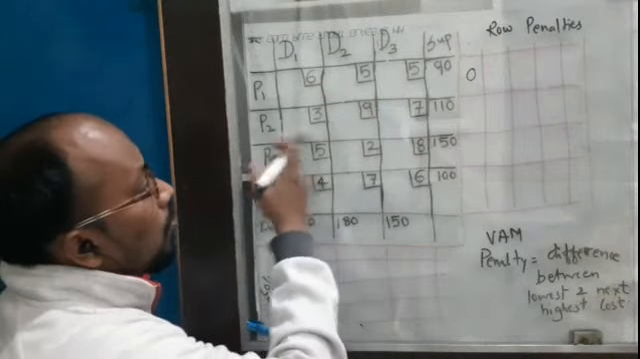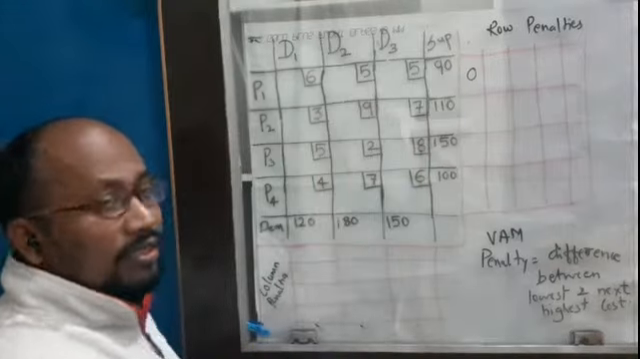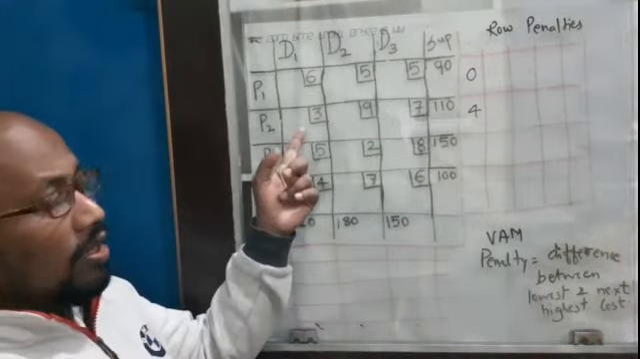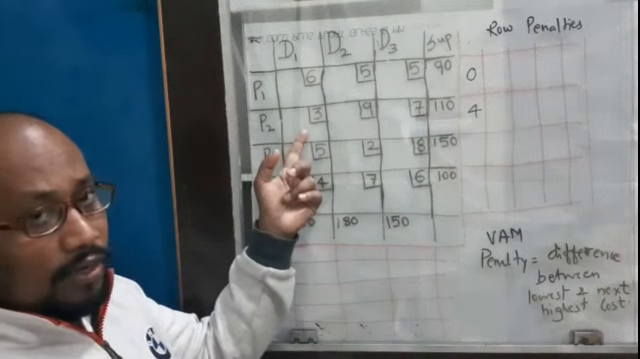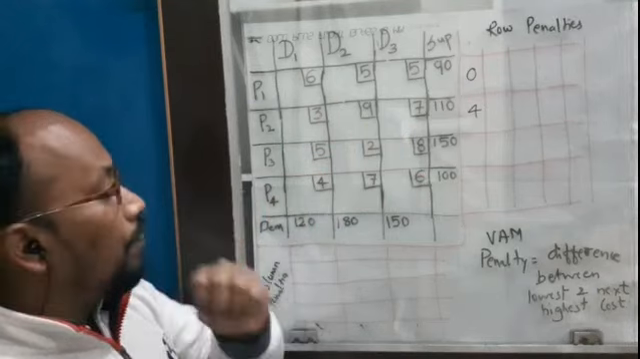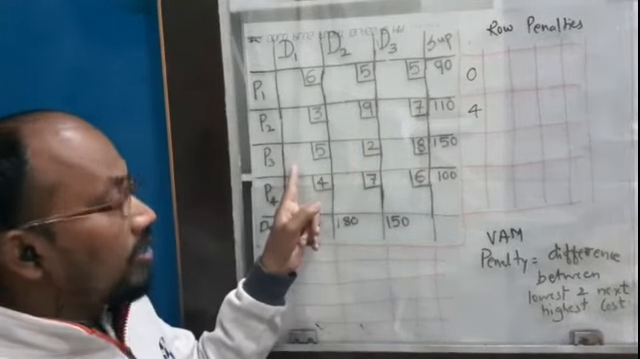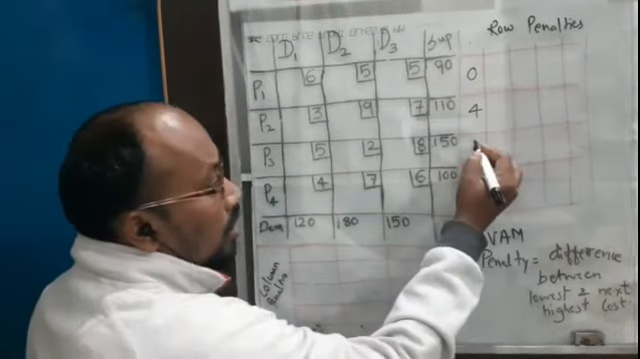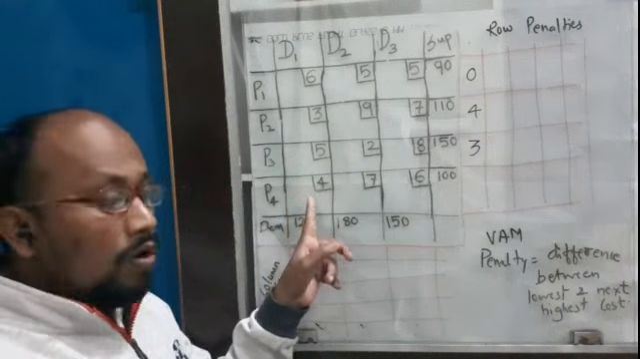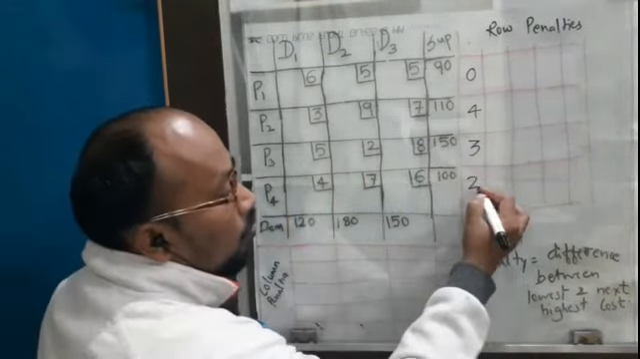For P2, the lowest cost is 3 and the next highest is 7. The difference is 4. So if the 3 route is not available, instead of this route we will move to the other route, but it will cost you 4 rupees more. For P3, lowest is 2, next highest is 5, the difference is 3. For P4, lowest is 4, next highest is 6, the difference is 2.